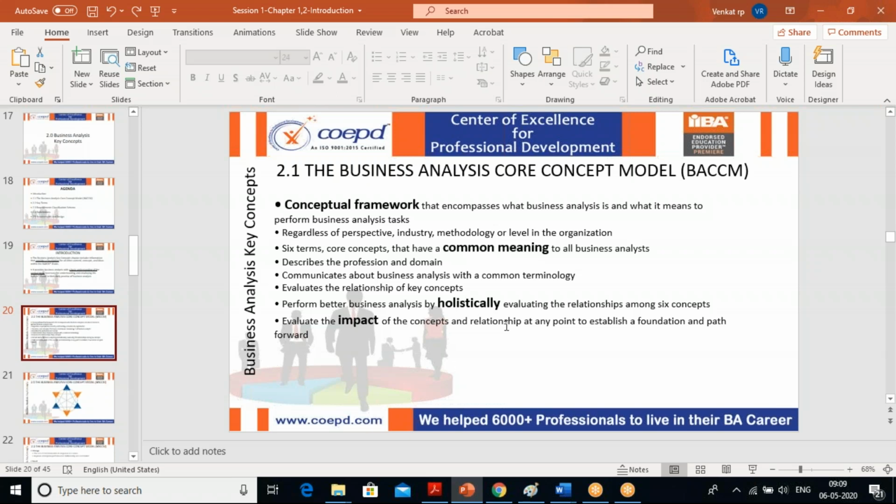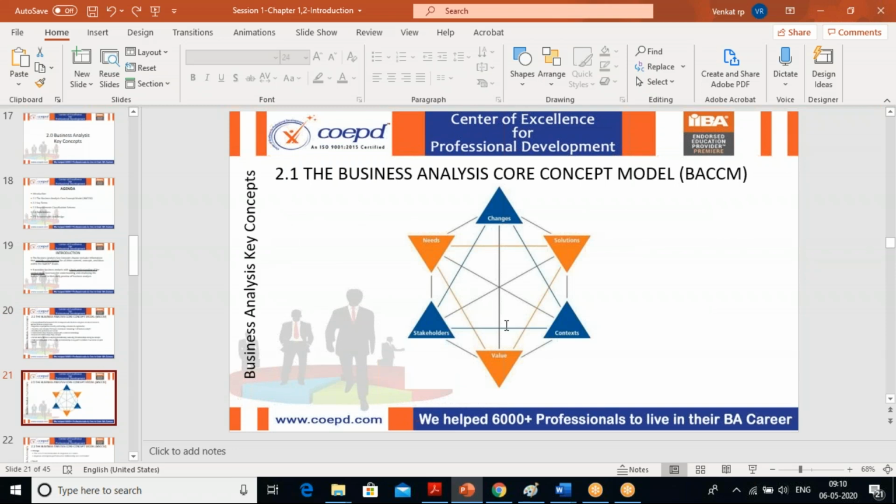Let us rule out the possibility of arrogance. If we make mistakes out of ignorance, nobody will consider that, because he's not aware he's making that mistake. Ignorance is not bliss. We should come out of that ignorance, understand it in the right way, and then do it. So understanding business analysis in the right way is BACCM. That is the basic unit we can take forward as BACCM.